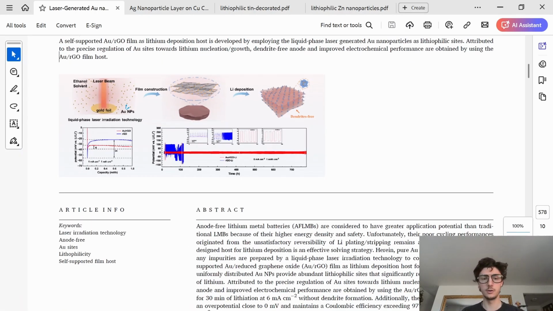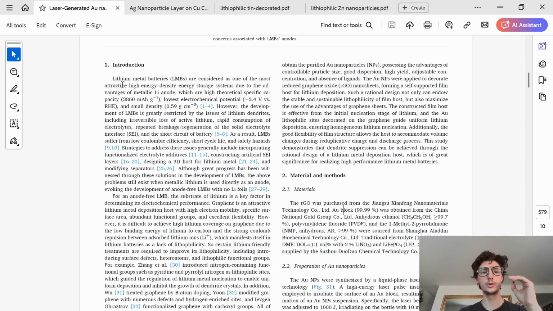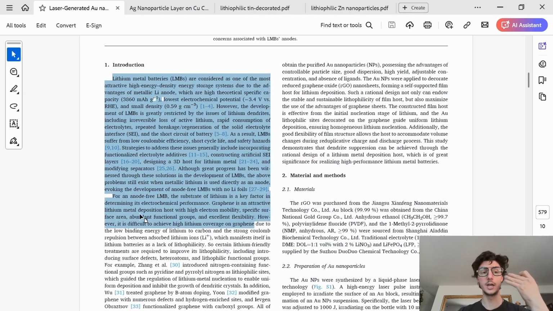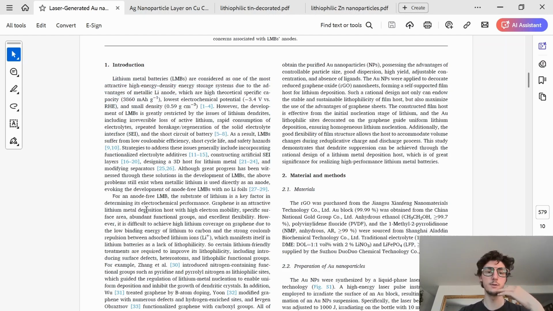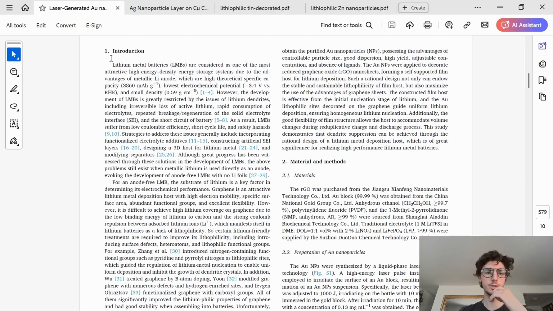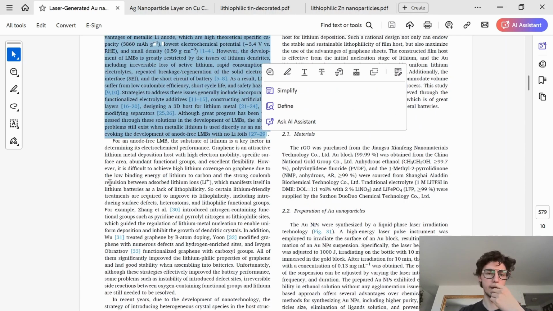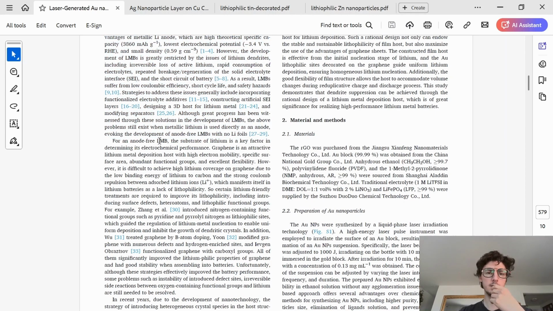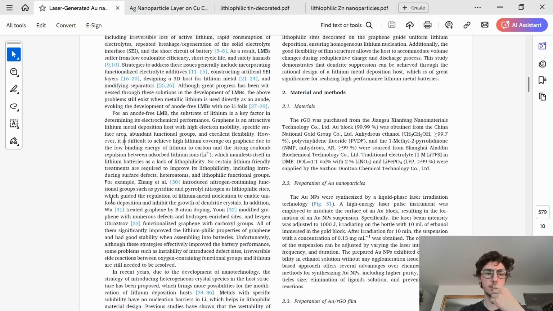Let's zoom through. Let's not read too much. We're going to just look at the main section. So introduction, normally this gives you a foundation of what's happening. Lithium metal batteries are considered to be active, whatever. And you could read everything about that. So this is one paragraph about lithium metal batteries. Let's see. For an anode-free lithium metal battery, so they talk about that.